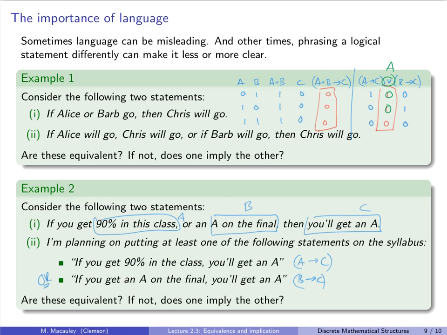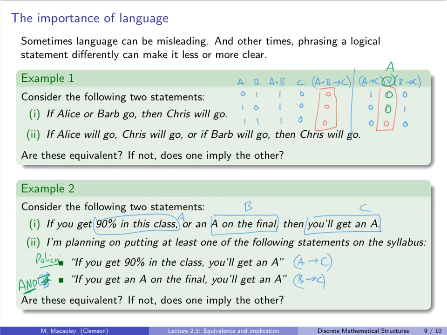Here I said OR, because that's probably how I would phrase it in plain English. I would say, if you get a 90 in the class, you get an A, or if you get an A in the final, you'll get a B. Really what I should say is this is a policy, and this next one is also a policy as well. So if I were being a logician, that's how I would say that.